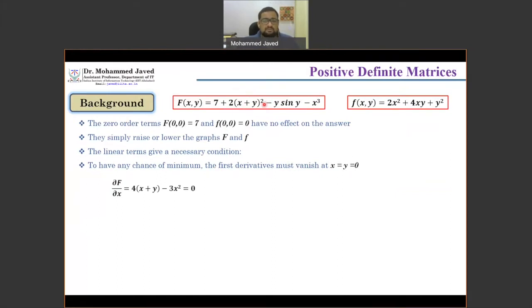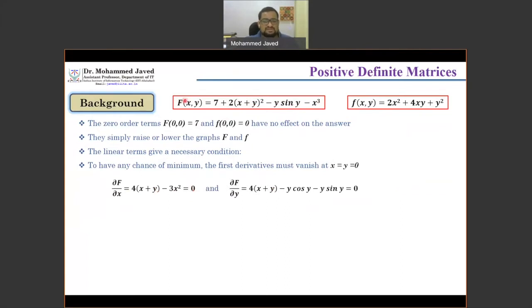So now I will differentiate this function. I will partially differentiate, because we know that this function is made up of two variables. Let me differentiate capital F of x comma y with respect to x, that is, del F by del x equals 2 into 2, that is 4, into (x plus y), plus 0 because this is a constant, minus 3x square. When I substitute x and y as 0, I get 0 here.